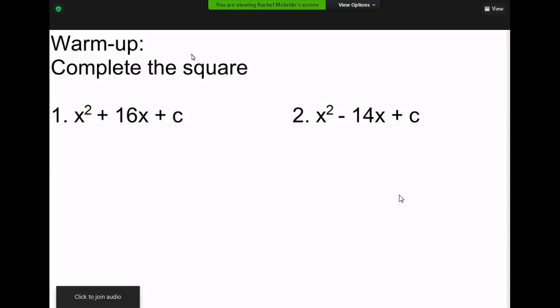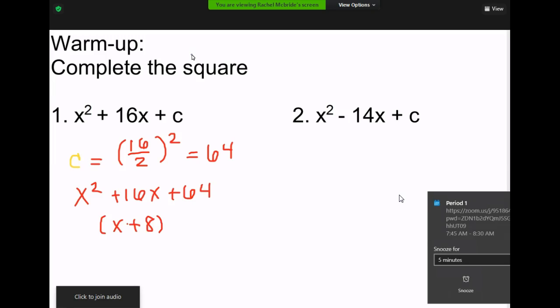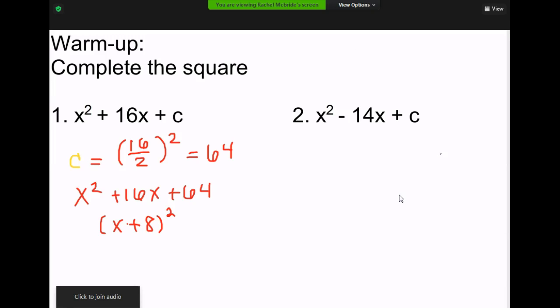So C is always equal to B divided by 2 squared. So in this case, it is 8 squared, which is 64. So the completed square is x squared plus 16x plus 64, which we know factors as x plus 8 squared. And all of that is the goal of what we are looking at for today.